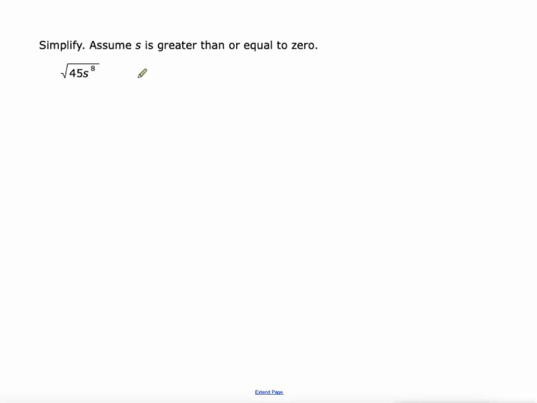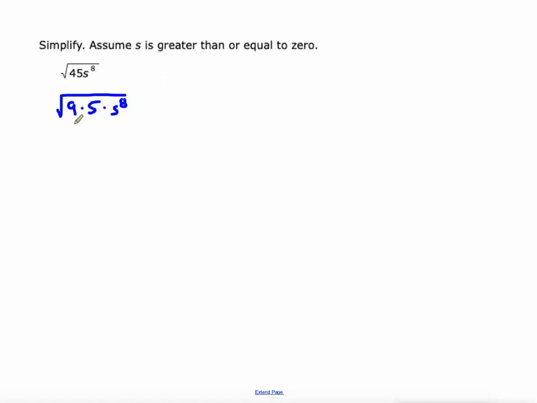All right, so when we're simplifying radical expressions, what we want to do is look for perfect square factors of the expression that's in the radical. So for instance, 45 is divisible by 9. 9 times 5 is another way to write 45, where 9 is a perfect square. And then we also have the s to the 8th, which actually is a perfect square as well. We'll get to that in just a second.